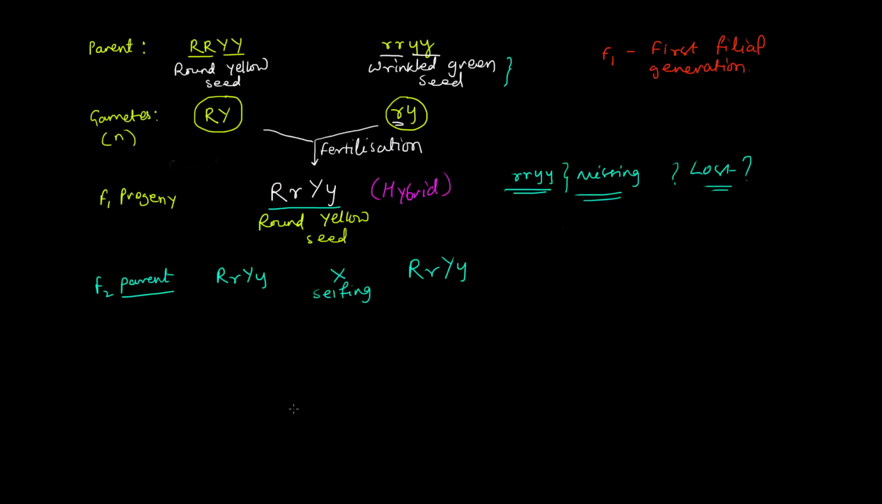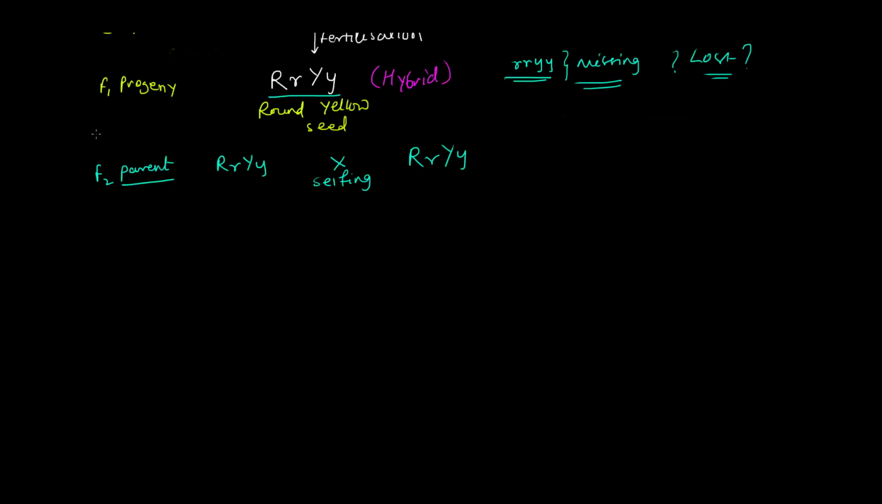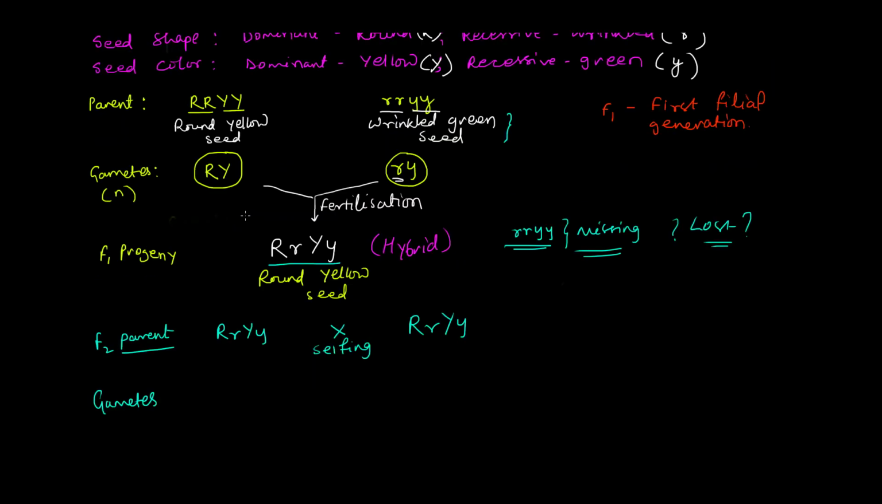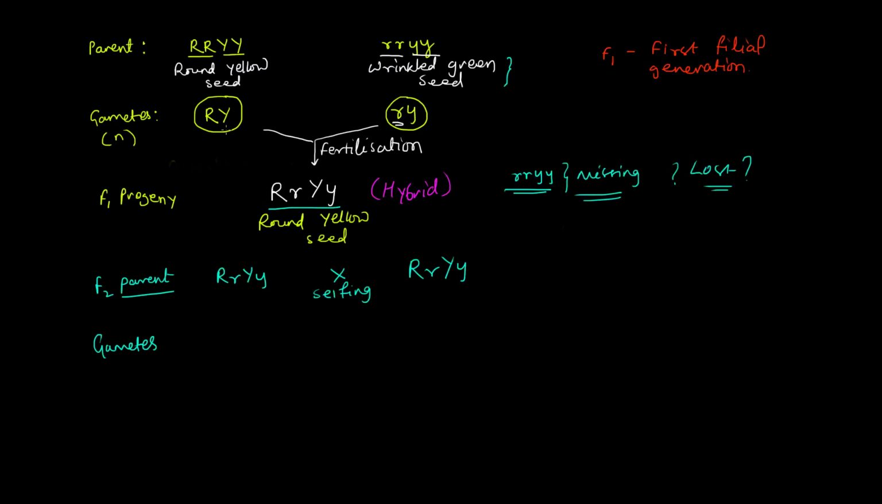Now here again they are going to form the gametes. Now the thing is, it is not as simple as we saw in the previous case. Here what happened? Very simple. We said only one type of gametes are going to be produced, capital R, capital Y, or in this case it was small r, small y. But what happens in this case is slightly different. Here we will get four types of gametes.